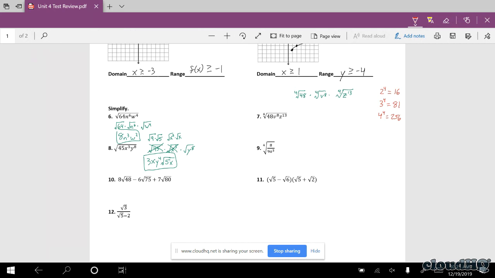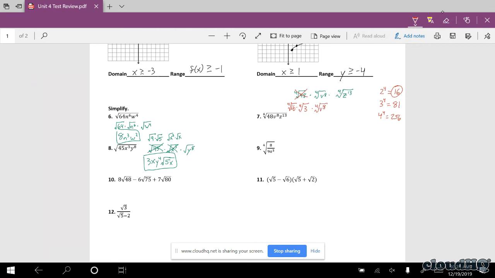Can you take any of those out of 48? The 16, 48 is divisible by 16. How many times? Let's do it down below. So you can break 48 into 16 times 3. Look at the v's. Do I need to break v's down, or is that going to work out nicely? That one works out great.